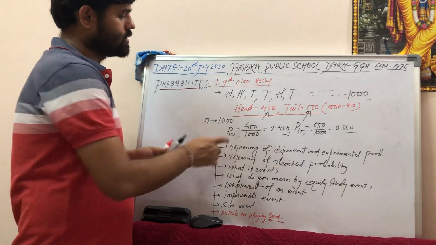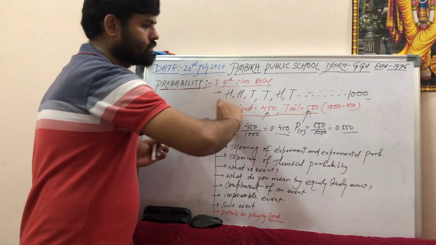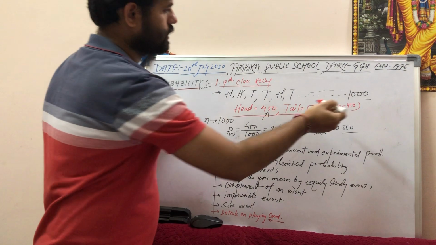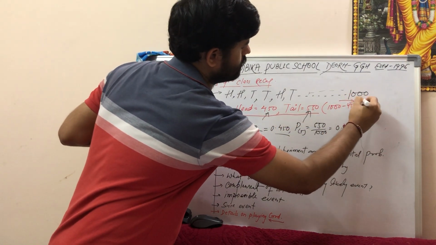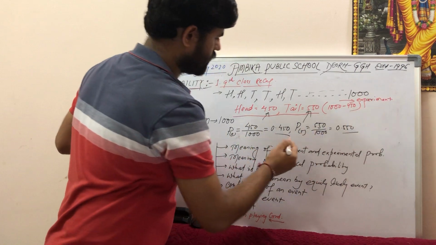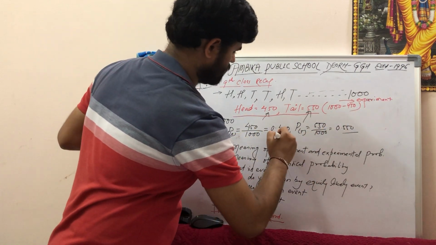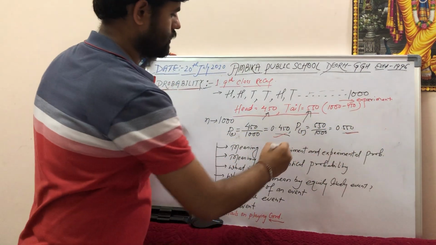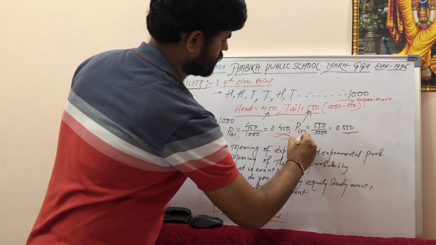And this process is called an experiment. Whatever I have done here, it is an experiment. And what you have got here, this value and this value, this is called experimental probability.